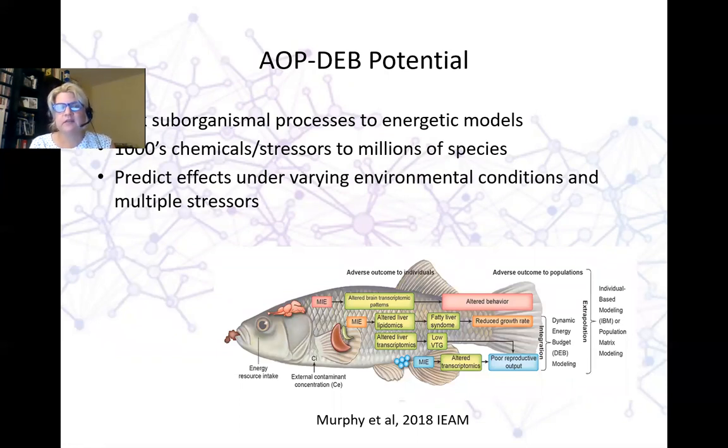We also can make it more realistic, because then we can predict the effects under varying environmental conditions, food and temperature, etc., and multiple stressors. And so this is the conceptual model that we laid out from our group, where we have all of these AOPs that are integrated by the dynamic energy budget model that can be scaled up to the IBMs or population matrix models, etc. So how do we do that?